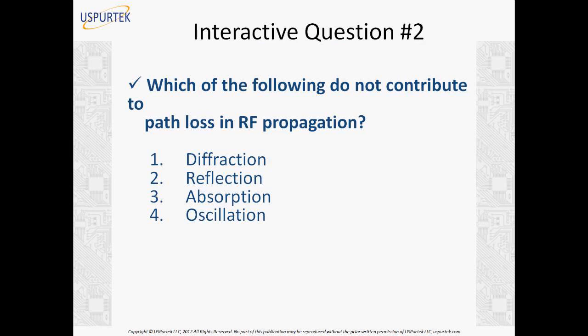Okay. Oh yeah, the question is shifted a little, but I think it's still readable. Which of the following do not contribute to path loss in RF propagation? Just give me one answer. Let's see, what is it? Diffraction, reflection, absorption, oscillation. So oscillation doesn't mean anything here. It's out of context anyway. Simple one to answer.